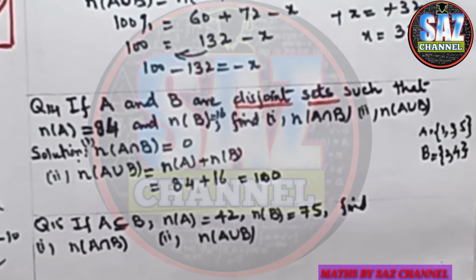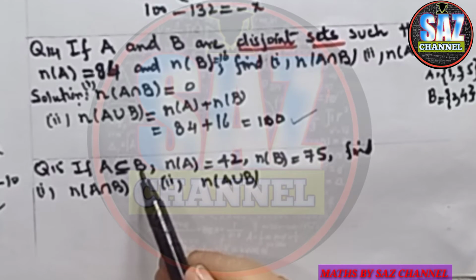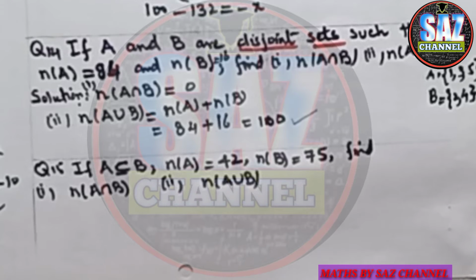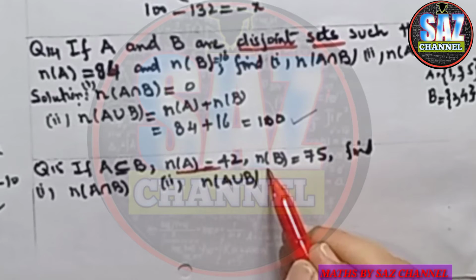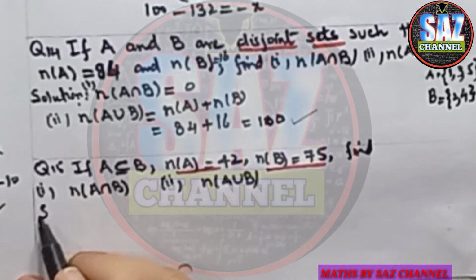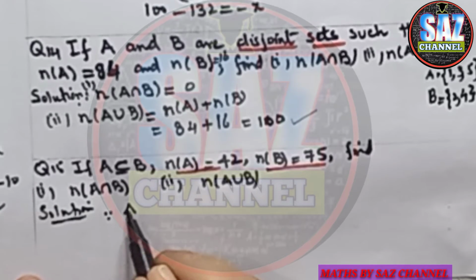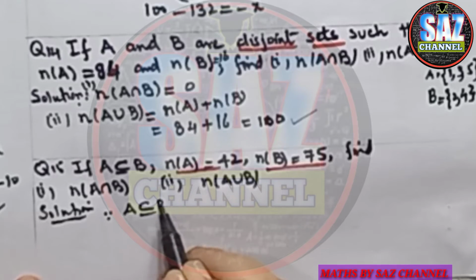These are really important questions, but you have to recall and understand the relationships between disjoint, overlapping, and subsets. Then coming to question number 15, it says that if A is a subset of B, and the number of elements of A is 42, and of B is 75, we have to find the number of elements of A intersection B and A union B, because A is the subset of B.